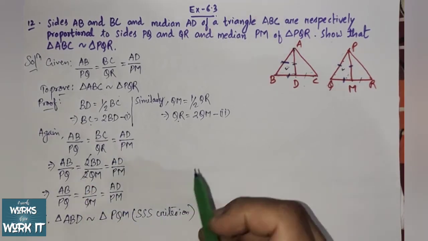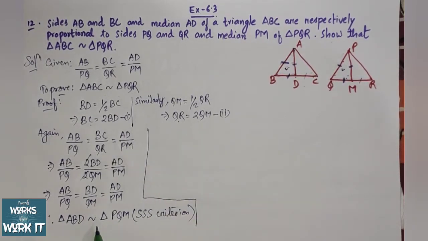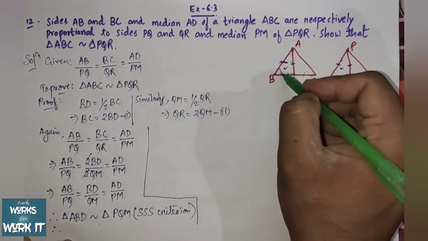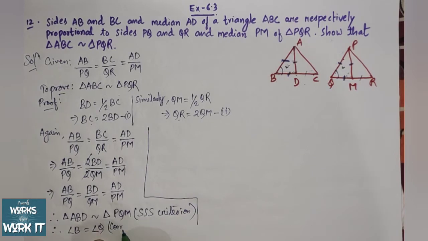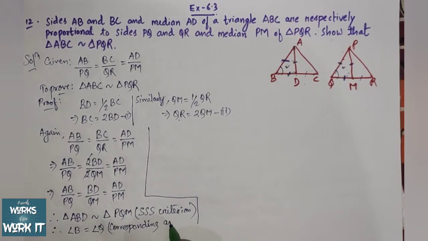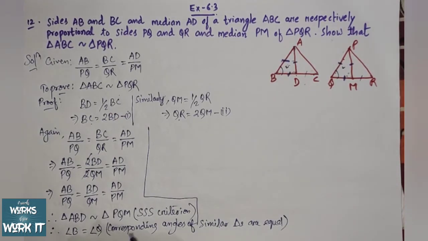Up to here, I think you understand. Next, using this, we can write that angle B and angle Q are equal. Why? Because corresponding angles of similar triangles are always equal. So that's why they are equal here.